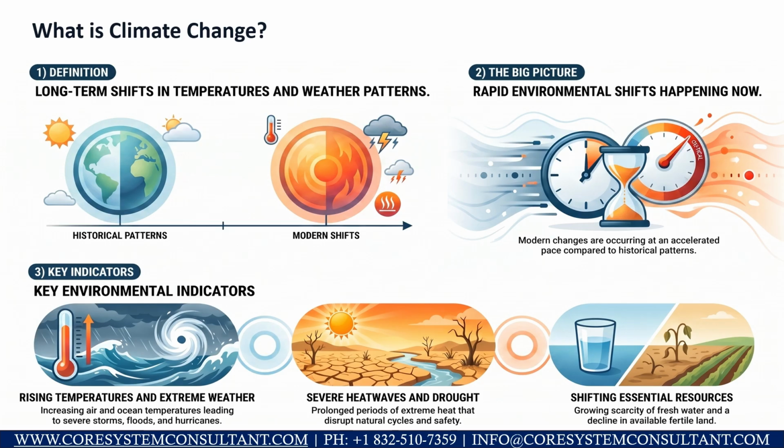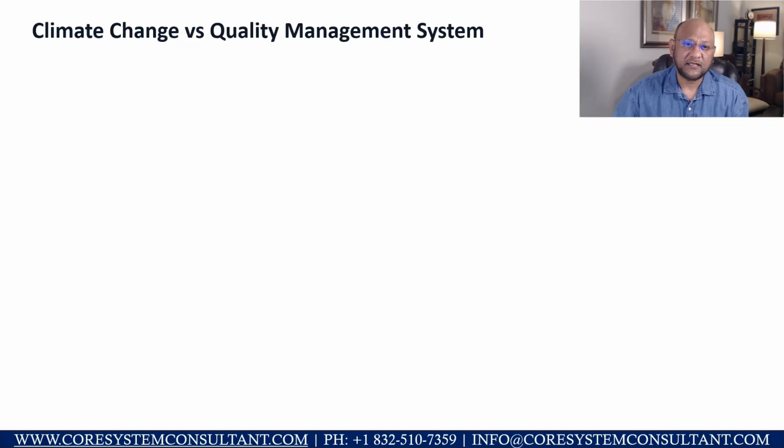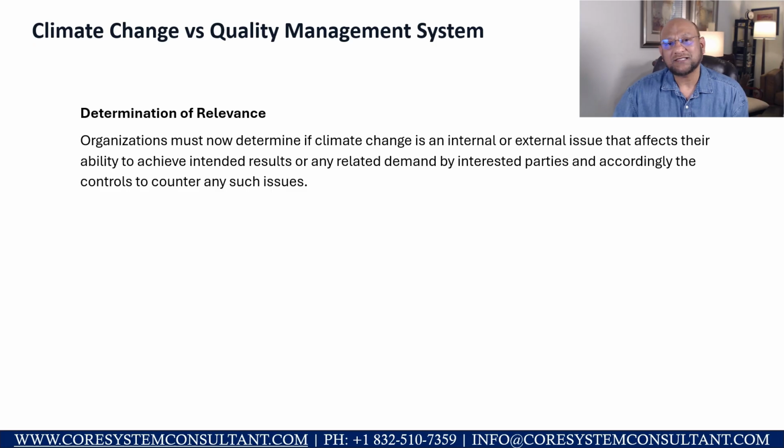And what the ISO standard says is that we need to determine how these climate changes are relevant to our quality management system. So first we need to create the relevance in terms of the issues, internal and external, that can impact my quality management system, or in terms of the needs and expectations of the interested parties related to the climate change that can impact me as an organization. So that is what we need to evaluate.